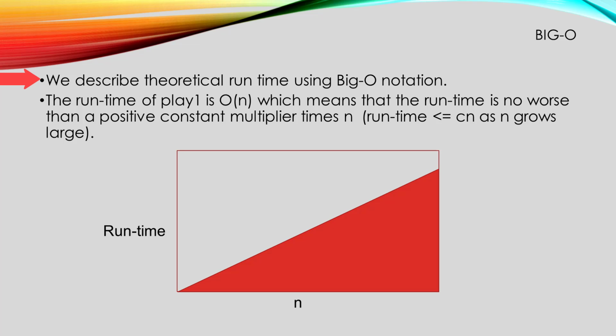Here's a graph of what big O of n means. N is our x-axis, and runtime is our y-axis. Any constant times n is a line starting at 0 and increasing. Saying that our runtime is big O of n means that it is less than or equal to that line. The red area is where our runtime can be. So as n gets bigger, our runtime can get proportionally bigger too.